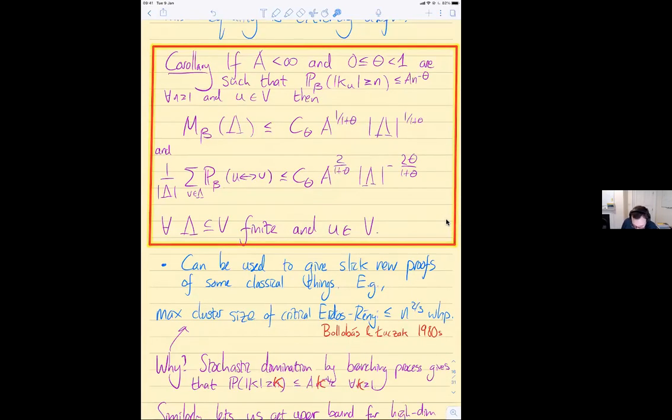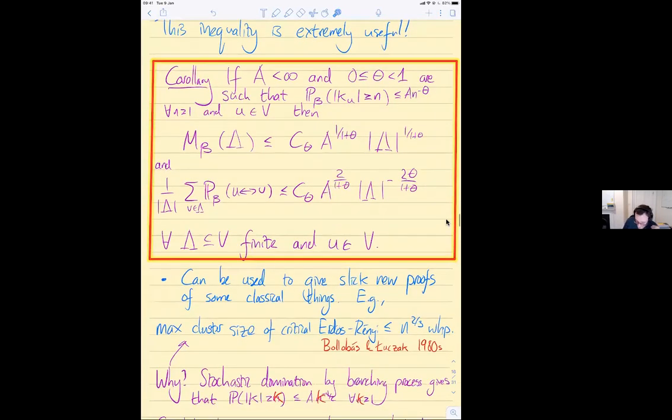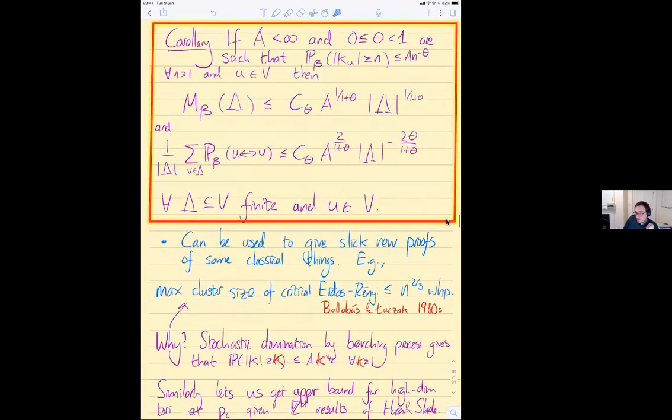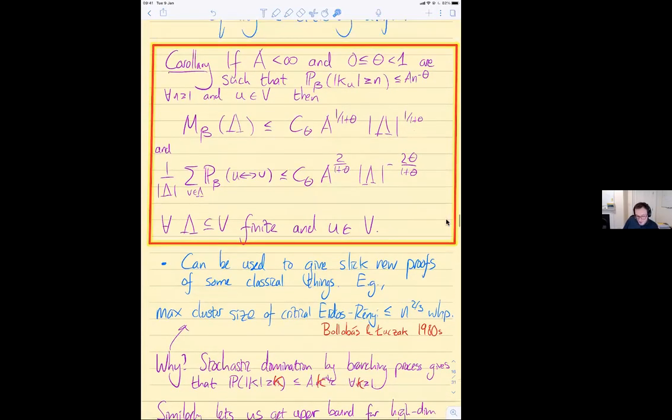And this is nice, and these bounds are expected to be sharp. If you do percolation on the torus in any dimension, and you take lambda to be the whole torus, this should be sharp in every dimension. So if you had the right upper bound on the volume tail, you should get the right order for the maximum cluster size and the two-point function.